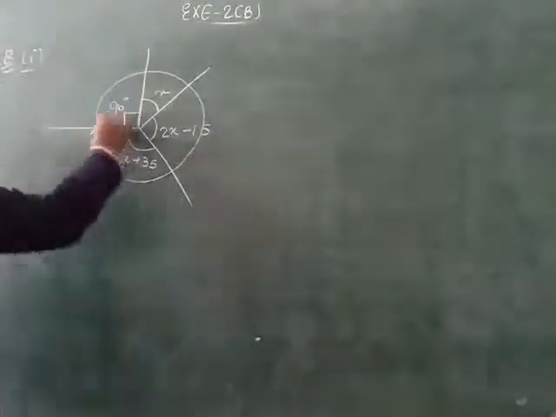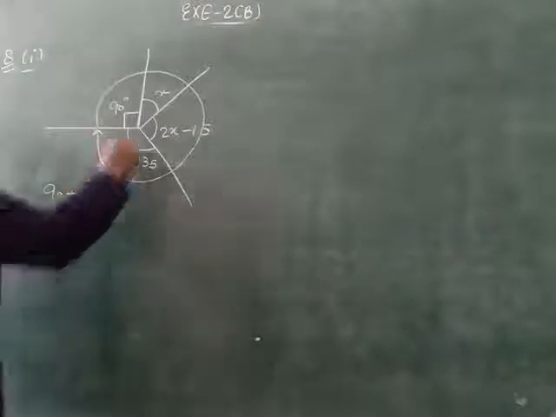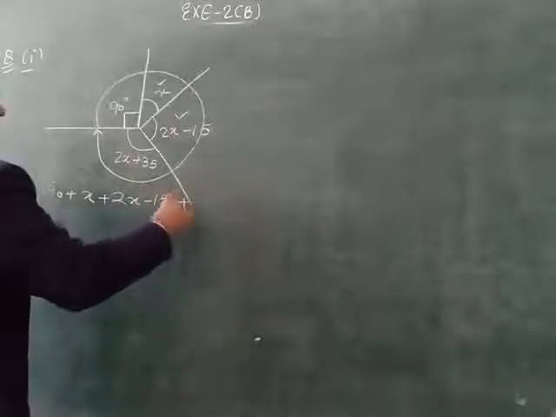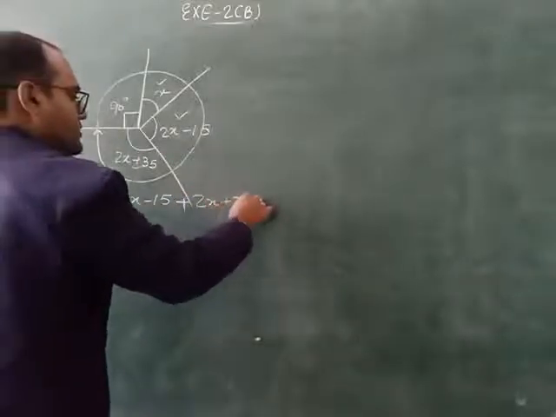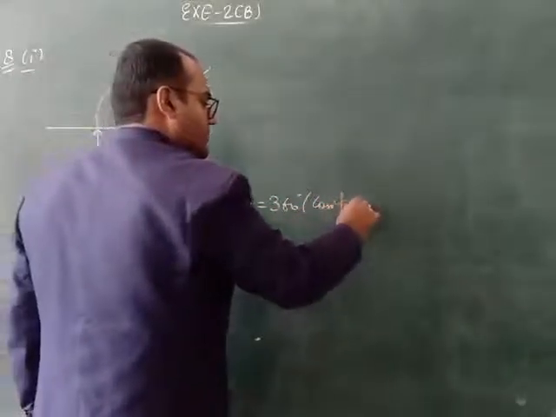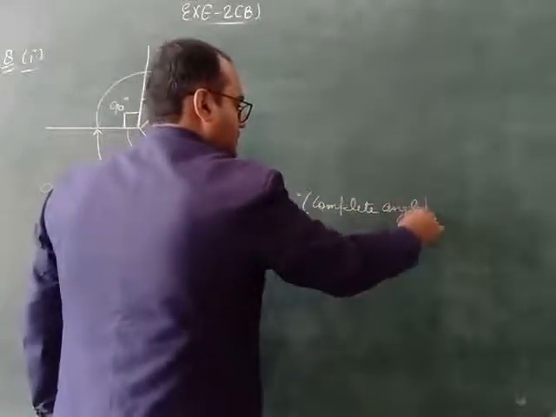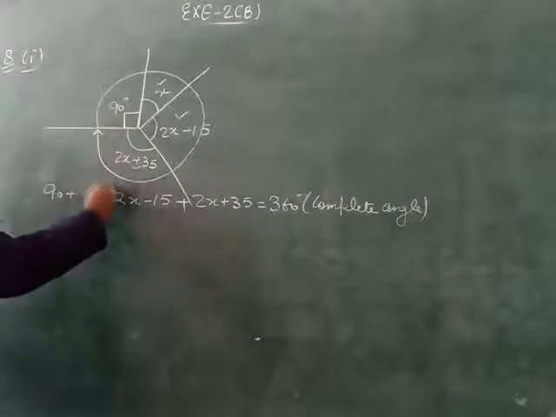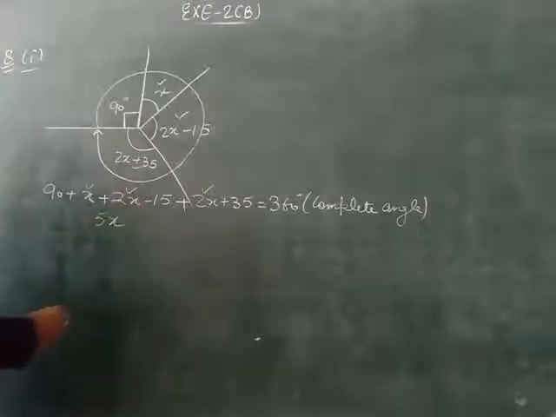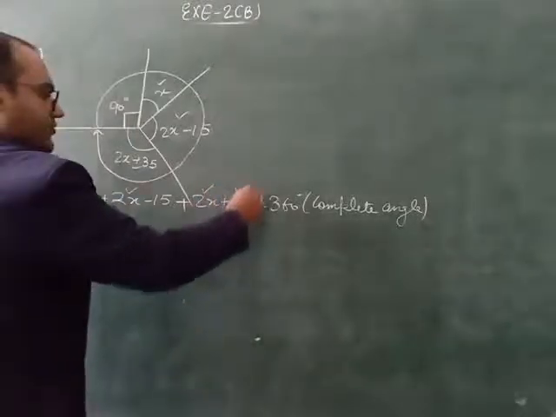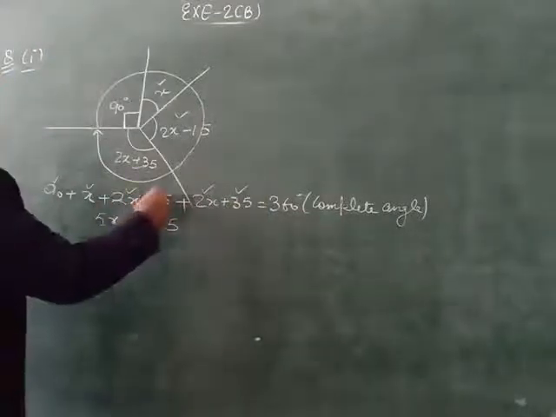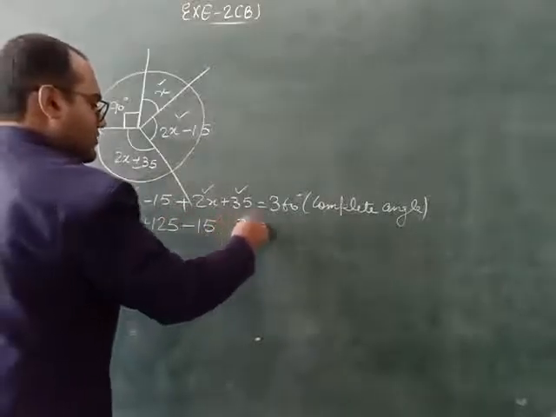So what we have to do? 90 plus x plus 2x minus 15 plus 2x plus 35. Sum of all these angles will be 360. The name of the property is complete angle. Now x plus 2x will be 3x. 3x plus 2x, 5x. 90 plus 35 will become plus 125. Now minus 15 is remaining. This minus 15 also we will write is equal to 360.